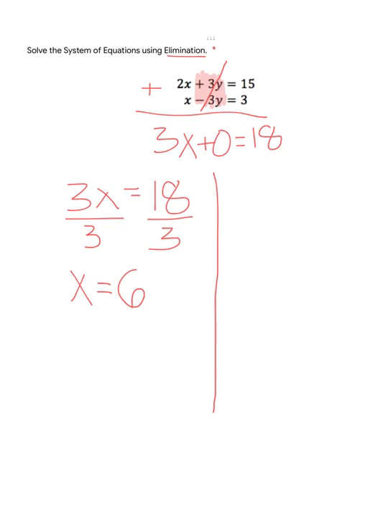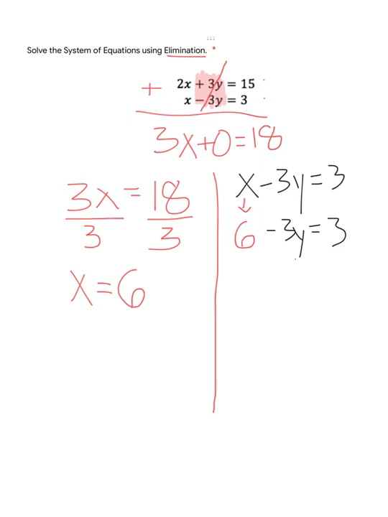To find the y coordinate, we're going to take that value of x equals 6 and plug it into one of our equations. We can plug it into the first equation or the second equation. I'm going to plug it into the second equation only because it looks like it's going to be a little easier to work with, but we could also plug it into the first equation, and we should end up with the same answer. So x equals 6, so I'm going to take that 6 and plug it in for x. And I have minus 3y equals 3.